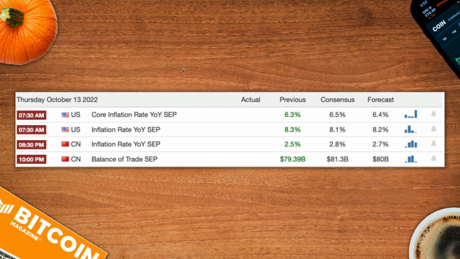Now that we've got the unemployment data out of the way, the next thing we have to look for next week, October 13th, is two really big things. It's going to be the core inflation rate year over year, which is what the Fed looks at. A lot of people think it's going to be 0.2% higher than last month, which is bad because it's going to continue to give the green light for the Fed to raise interest rates a little bit more.